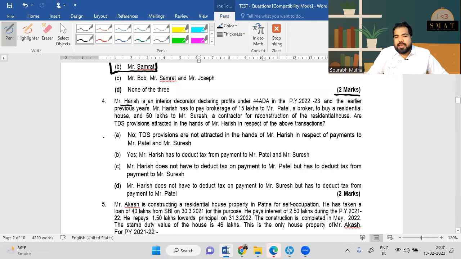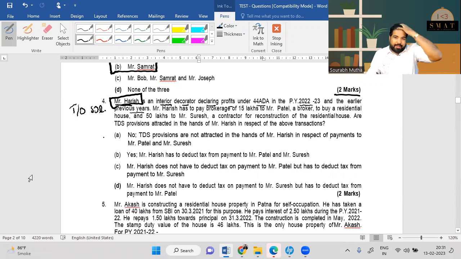Next one. Mr. Harish is an interior decorator declaring profits under 44ADA in the previous year and the earlier previous years. Basically it means 44ADA is only applicable to those people whose turnover is up to 50 lakhs in case of profession. So he's a small individual, guys. Think about Harish as small in height.